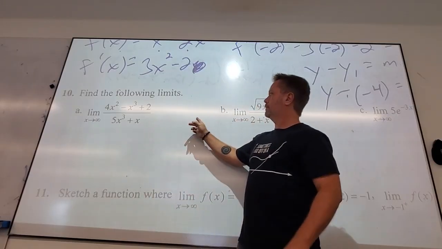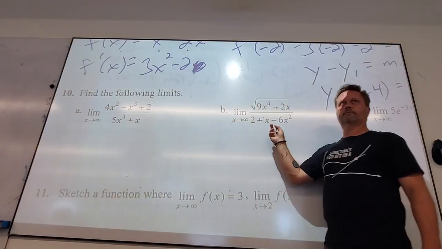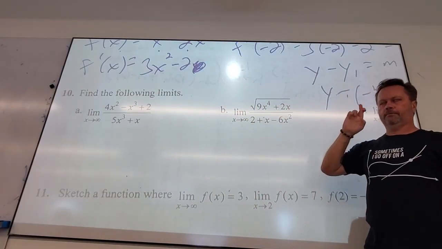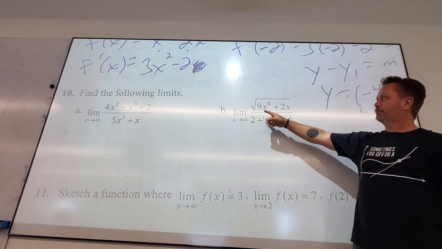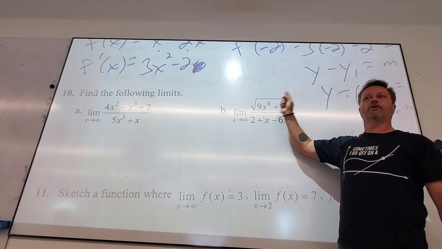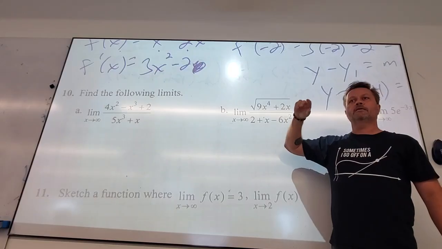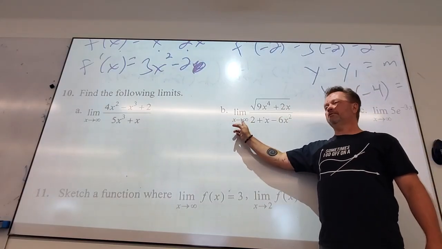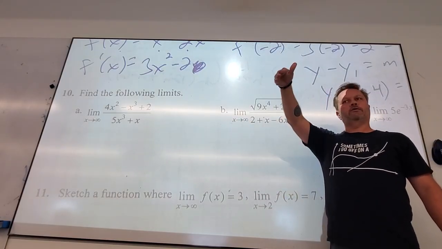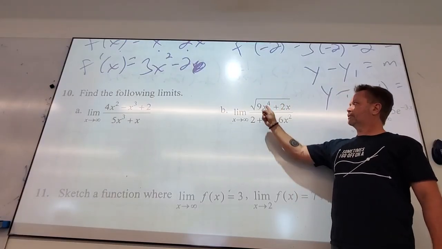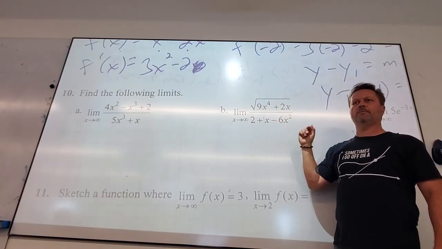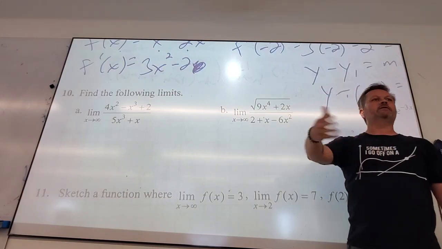What about over here? What's the degree of the bottom? 2. What's the degree of the top? 2. Good! It's not 4th degree, right? Because I'm square rooting everything. So are the degrees the same? So the answer would be, since I'm going to infinity, the ratio of the leading coefficients. What's the leading coefficient on the top? 3. Good! Square root of 9 is 3. What's the leading coefficient on the bottom? So it'll be 3 over negative 6, negative 1/2.